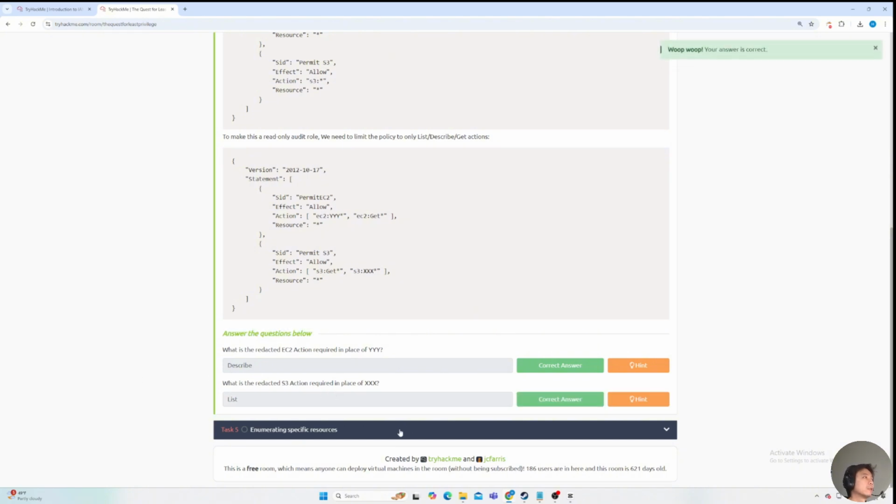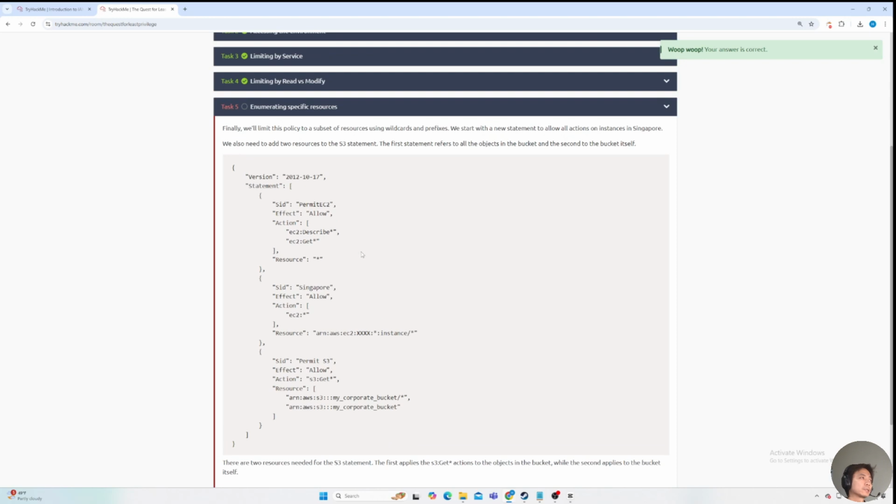Okay, the last one, enumerating specific resources. Finally, we'll limit this policy to a subset of resources using wildcards and prefixes. We start with a new statement to allow all actions on instances in Singapore. We also need to add two resources to the S3 statement. The first statement refers to all the objects in the bucket, and the second statement should be only for the bucket itself.